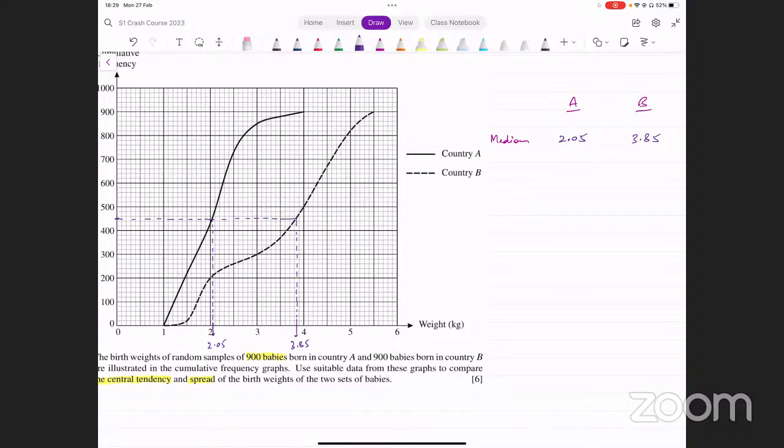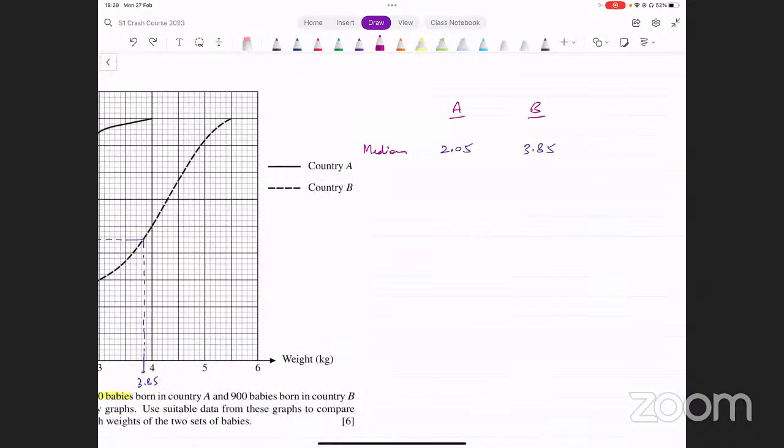And for spread, which is dispersion in the data, we could calculate the lower quartile and the upper quartile and then use those values to find the interquartile range. Let's do that now. Let's find the upper quartile and the lower quartile, and then use both of those to find the interquartile range for both countries. So how do you find the upper quartile?